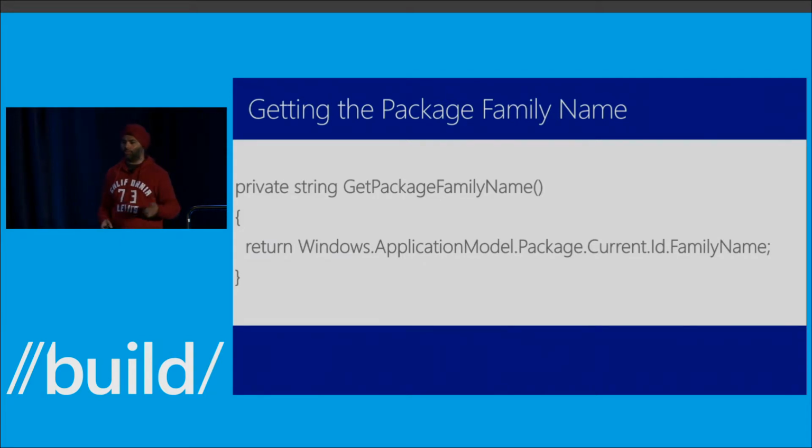You literally call this API, Windows Application Model Package Current ID Family name. Remember what I said about long APIs? Well, you call this API, and you get a family name back, one of those strings that I just showed you. And you hand it to whoever needs to launch your app, and they can do what I just did. It's that straightforward. And the package family name is something that is generated by Visual Studio when you go File, New App. You can actually go into the store and reserve a package identity name and use that as well, and then you're sure that nobody else is going to take it.